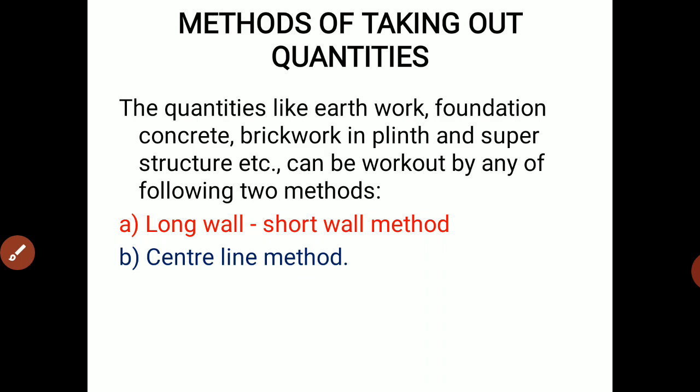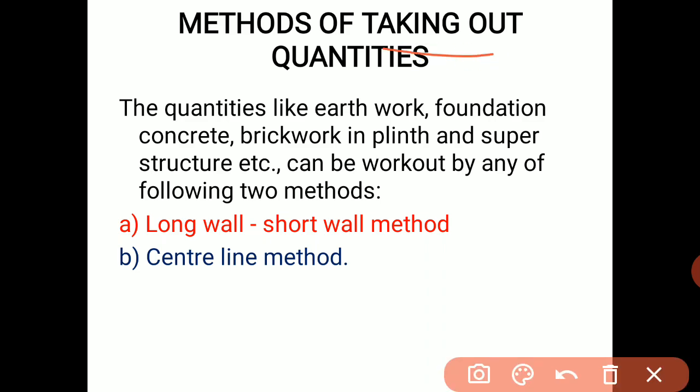Then we'll start with our second unit, that is detailed estimate. Basically there are two methods of taking out quantities. Taking out means the calculation of quantities. Those two methods are, first, the long wall short wall method, and second, the center line method. The long wall short wall method is also known as the PWD method of analysis. And the second one is the center line method.